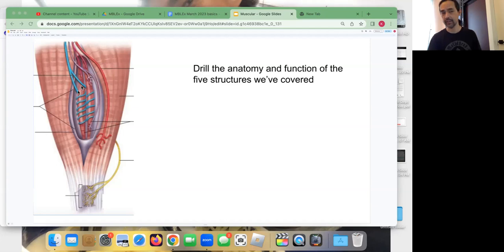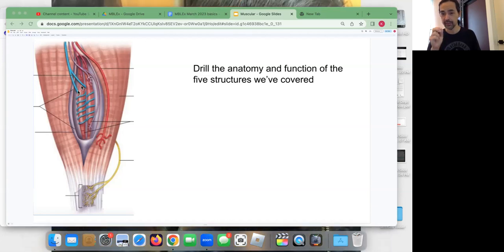Afferent, letter A, sensory neurons. I want to see mouths moving. Afferent, sensory, letter A, neurons. And then the nerve impulses that cause contraction are carried by the efferent, letter E, motor neurons. Efferent, letter E, motor neurons.